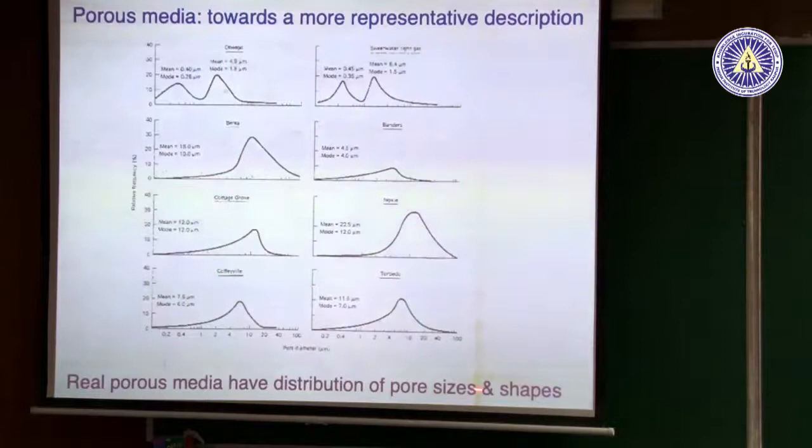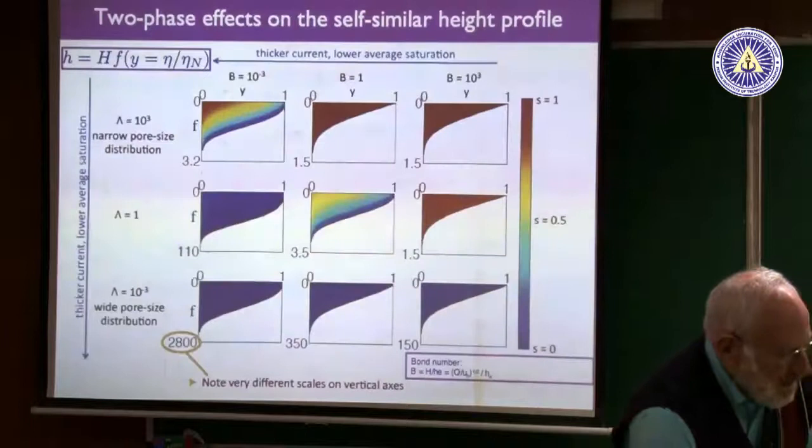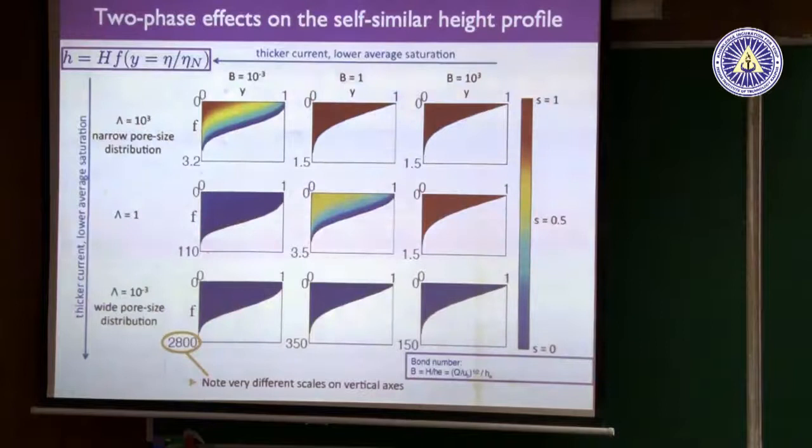Real porous media have a distribution of pore sizes and shapes, and of course also tortuosity. And here are some examples of how the size can vary because there's, of course, a spectrum. In some cases, it's mainly one size. In some cases, it's two sizes. And now what you see here is depending on the bond number. So here it comes to what you want. This is a low bond number, meaning capillarity plays a large role. This is a larger bond number, so capillarity doesn't play a role. And now a narrow pore size distribution, almost the same pore size, and this is a wide pore size distribution.